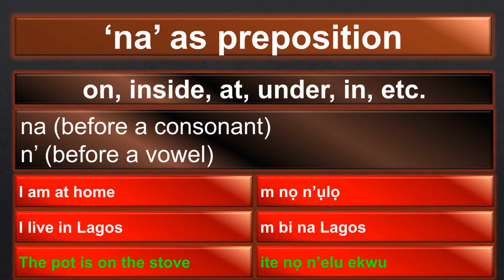Now, when na is not written in full and you want to pronounce it as a beginner, you can also pronounce it as if it's written in full. So, n'elu ekwu, you can pronounce it as na elu ekwu. Ite nọ na elu ekwu. Native speakers will say ite nọ n'elu ekwu, but you can read them individually as na elu ekwu.